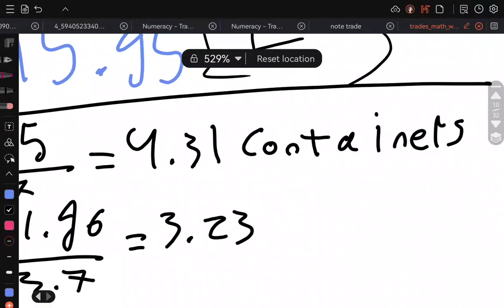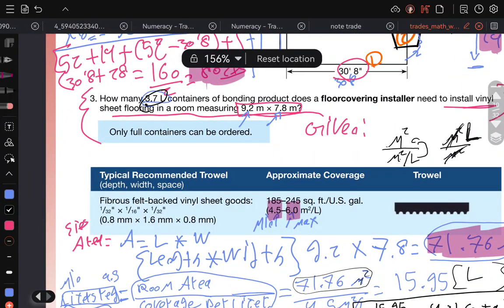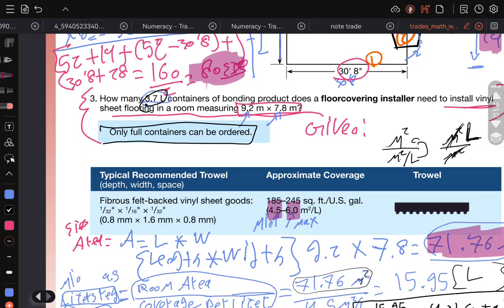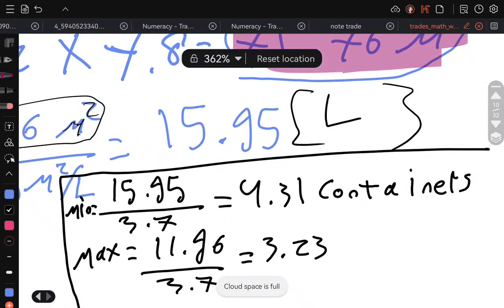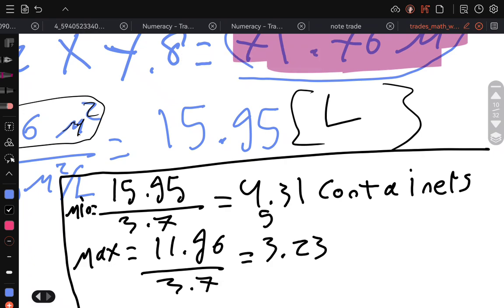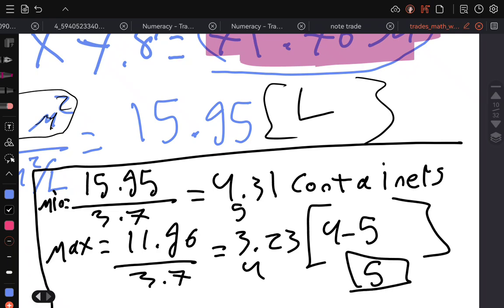Yes, we did. As you can see from the question, I forgot that. From the question, only full containers can be ordered. So, can we order 4.3? Nah, we can't. So it's gonna be 5. And for this one, it's gonna be 4. So the answer is gonna be from 4 to 5 containers. You will use the maximum one to ensure enough materials. 5 containers are recommended.